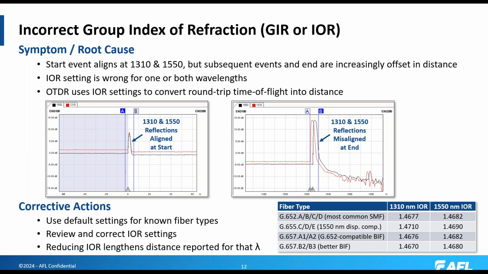And you'll see in the table that the index of refraction does depend on the wavelength. So it's a slightly different value for 1310 nanometer than for 1550 nanometer. If you're testing live PON using 1625 or 1650 nanometer, the IOR will be slightly different yet again.